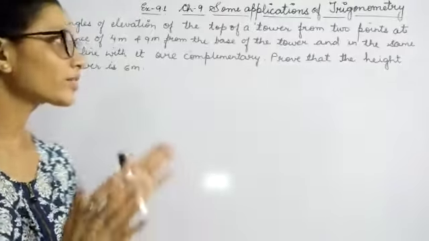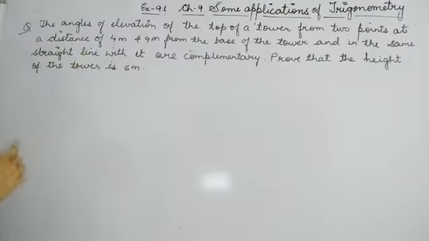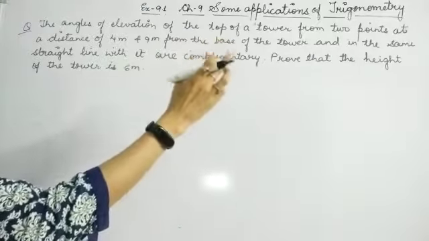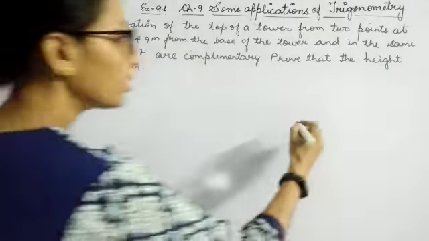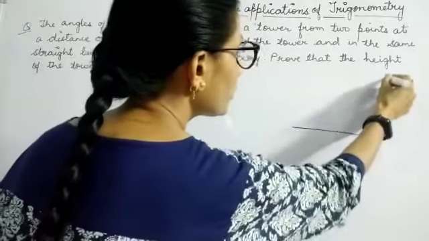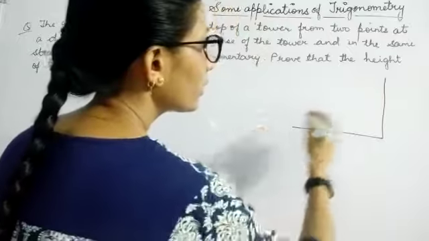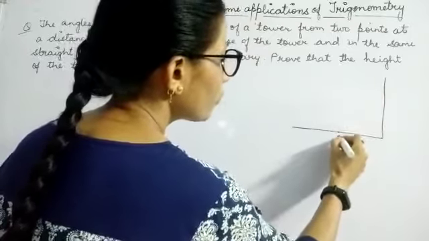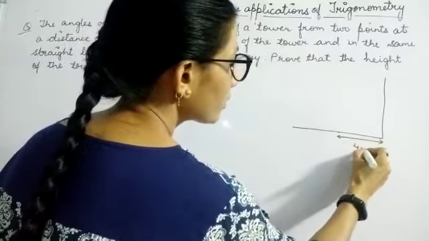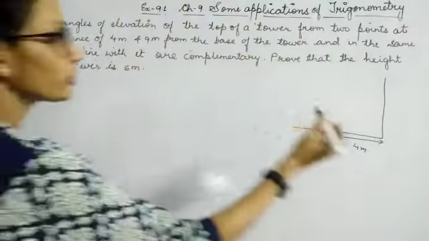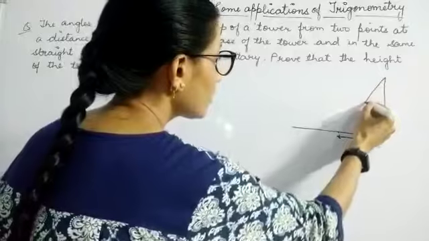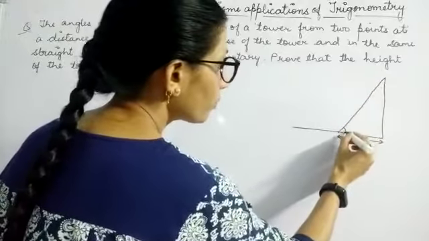Children, now let us discuss another important question. Here it is given the angle of elevations of the top of a tower from 2 points at a distance of 4 meter and 9 meter. Let's suppose this is your earth and this is your tower. Let's suppose this is your 4 meters distance and this is 1 point from where the angle of elevation is taken. Let's suppose this is your angle of elevation from this point.